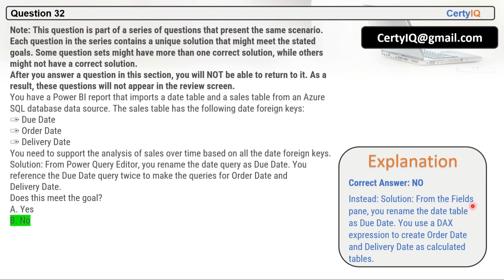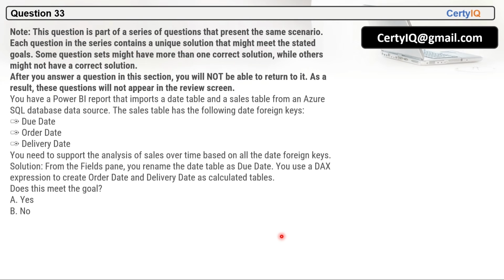Instead, from the field pane, you rename the date table as due date. Use the DAX expression to create order date and delivery date as calculated tables. Question 33.